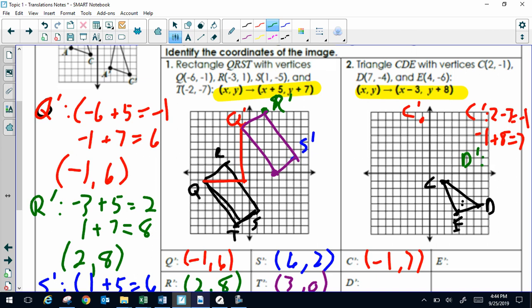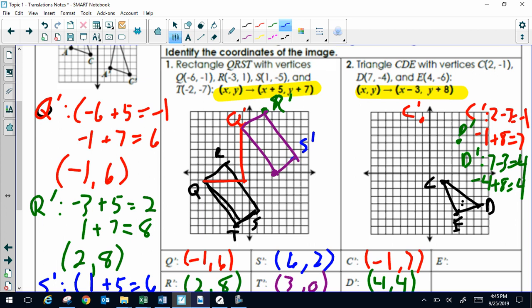Okay, it takes the original x, which is 7, and subtract 3 from it, which gives me 4. Then for the y value, which is -4, it says I'm going to add 8 to the y value, which gives me +4. So my point is at 4, 4. Which is right here.